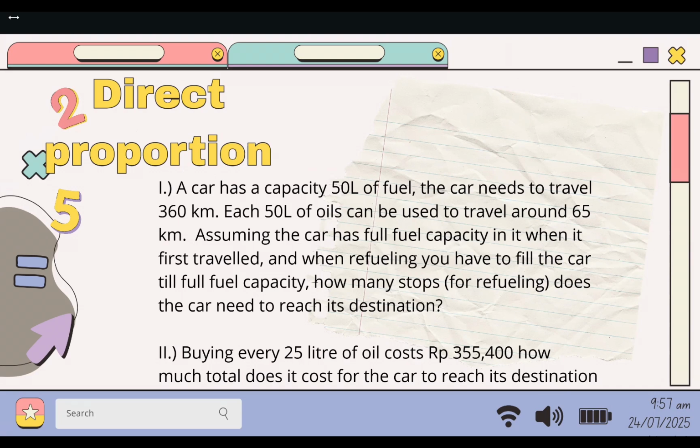And for part two, buying every 25 liters of oil costs 350,400 rupiah. How much does it cost in total for the car to reach its destination?